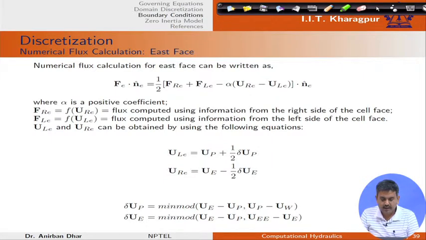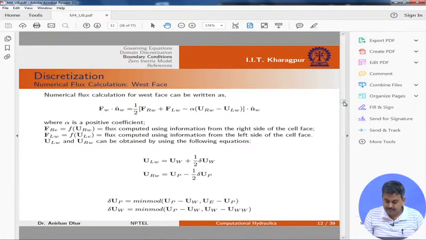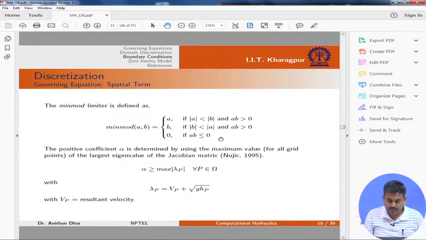and u_P and u_E, these values are at the cell centers: the east cell, the west cell, and u_EE, this is for our east-to-east cell, that means the extreme east cell which is adjacent to the east cell. Now, for this one we need to see one thing. What is that? That is our minmod calculation.